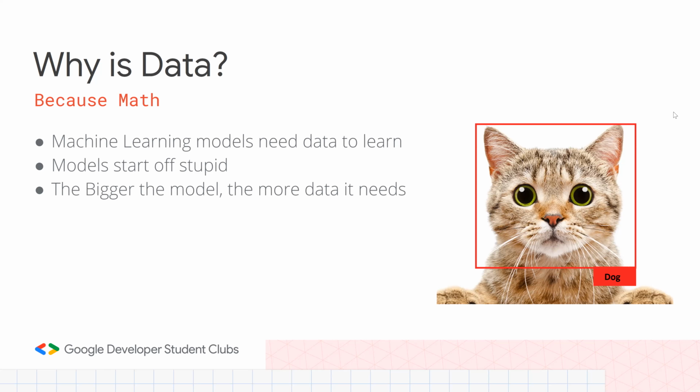Same thing with regression. Models start off stupid. Without any data, the model doesn't know anything, and you need to feed data into it so that it learns from the different features that the data has. The bigger the model, the more data it needs. I really don't know how to explain these further because they just stand for what they mean. The bigger the model, the more data it needs.